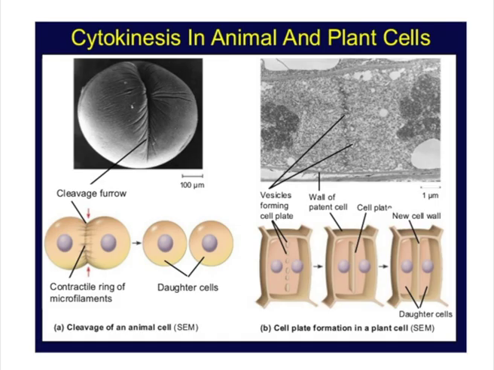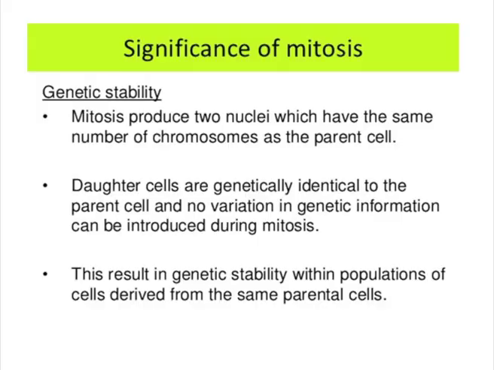What is the significance of mitosis? Genetic stability is present. Mitosis produces two nuclei which have the same number of chromosomes as the parent cell. Daughter cells are genetically identical to the parent cell, and no variation in genetic information can be introduced during mitosis. This results in genetic stability within a population of cells derived from the same parental cell. These are the significance of mitosis.